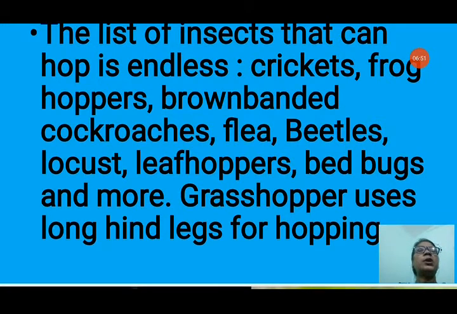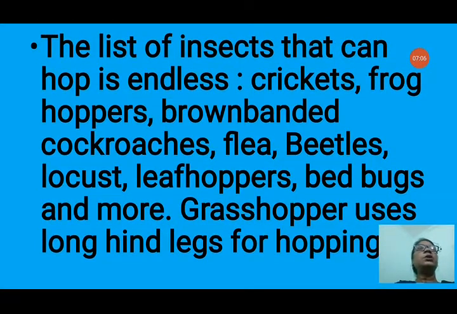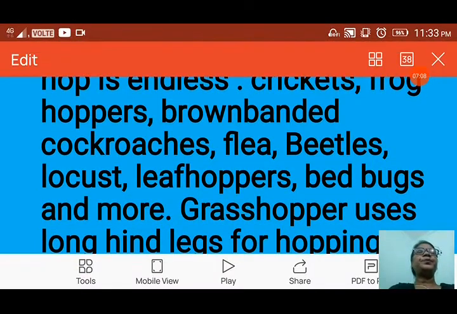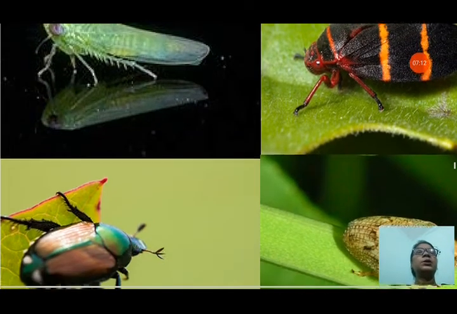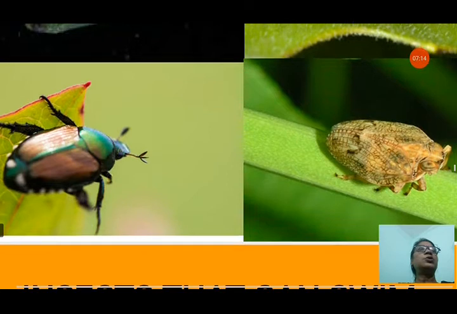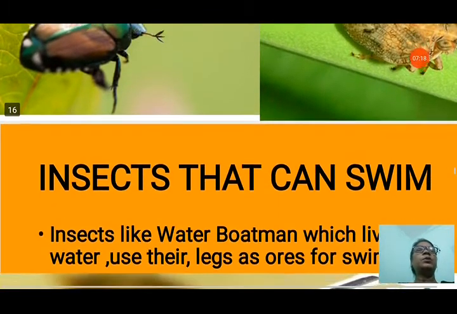Grasshoppers use long hind legs for hopping. They hop like frog, grasshoppers. Their long hind limbs help them to hop from one place to another. In far distance, they can go by one hopping. So, all these insects can hop. You can see here, grasshopper, some bugs, some other insects are also here. They can hop from one place to another place.